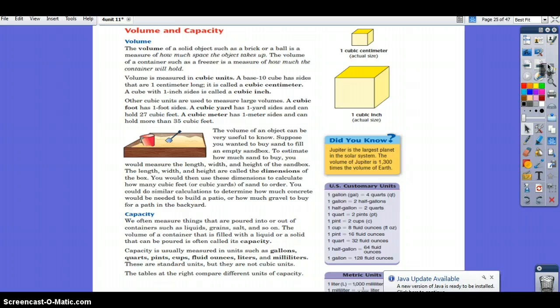So again, look at the U.S. customary units. A gallon equals 4 quarts. A gallon equals 2 half gallons. A half gallon equals 2 quarts. A quart equals 2 pints. A pint equals 2 cups. A cup is 8 fluid ounces.